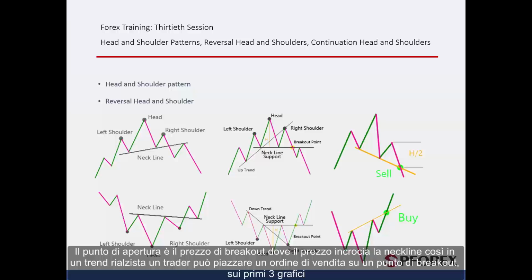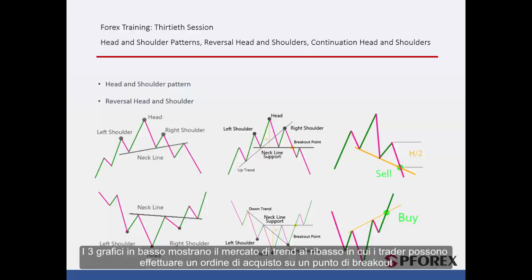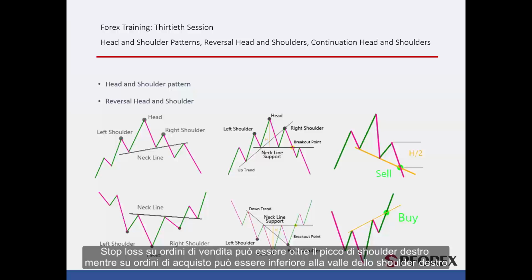Entry point is the breakout price where price crosses the neckline. Thus, in an uptrend, a trader can place a sell order on a breakout point on the top 3 graphs. The 3 bottom graphs show downtrend market, in which traders can place a buy order on a breakout point. Stop loss on buy orders can be over the right shoulder peak, while it can be lower than the right shoulder valley.